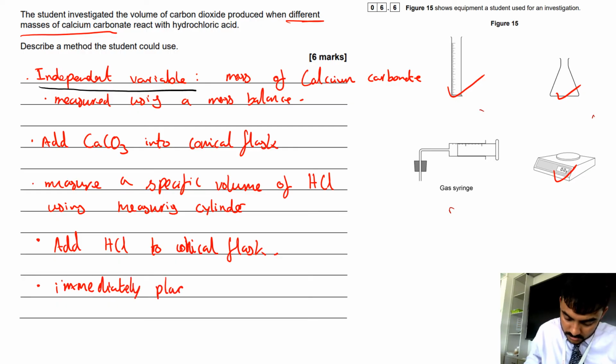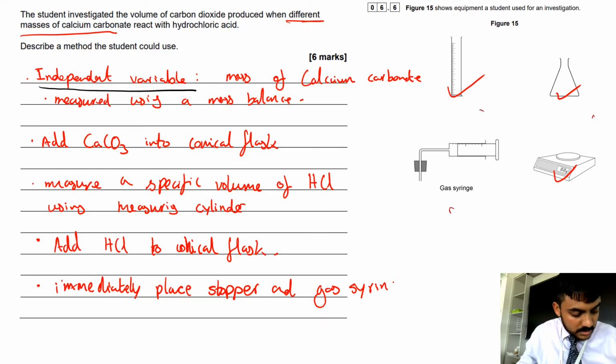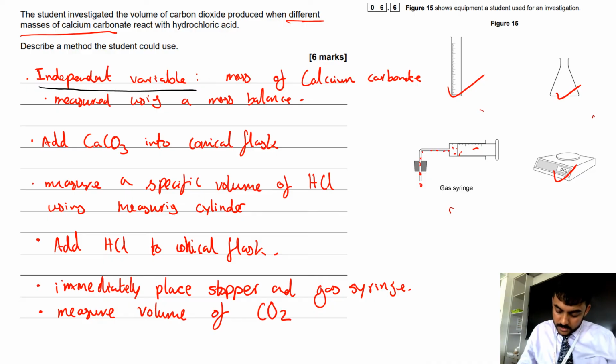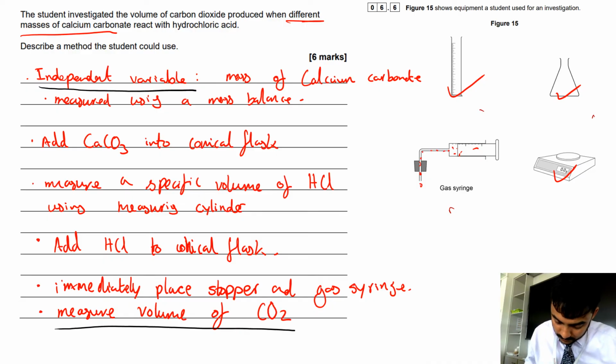Place stopper and gas syringe. And what happens is the bubbles of gas come into it and then fill up this gas syringe, and you measure the volume of CO2. Okay, so this bit, measuring the volume of CO2, that's my dependent variable.